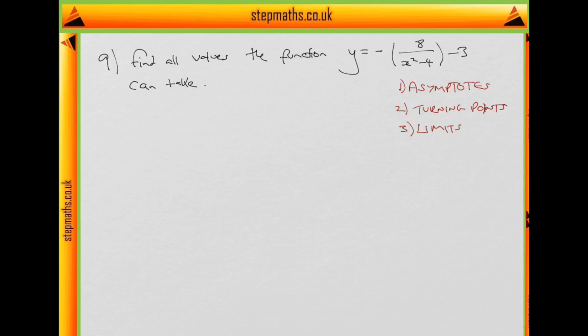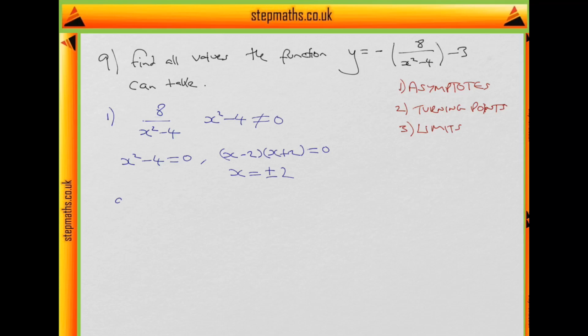So let's start by finding asymptotes. What values are not allowed in the question? Well, the big thing to look out for is dividing by 0. We have here an 8 over x squared minus 4 term in our function, and clearly, when this denominator is 0, we're going to have a problem. So x squared minus 4 cannot equal 0. To find the values of the asymptotes, we need to solve x squared minus 4 equals 0. That gives us x minus 2, x plus 2 equals 0, or x equals plus or minus 2.